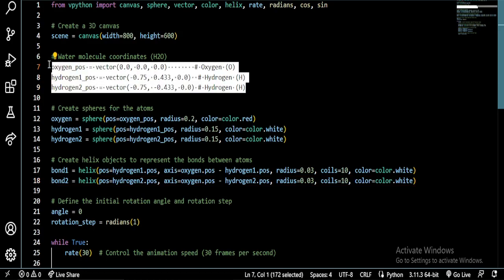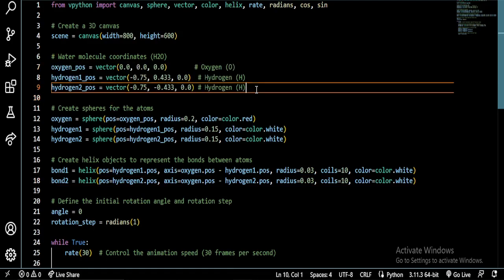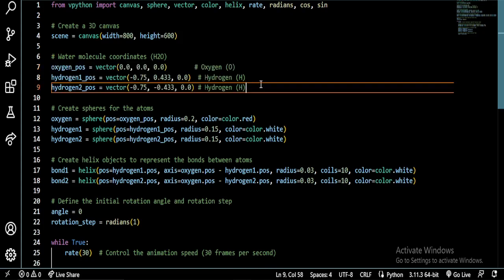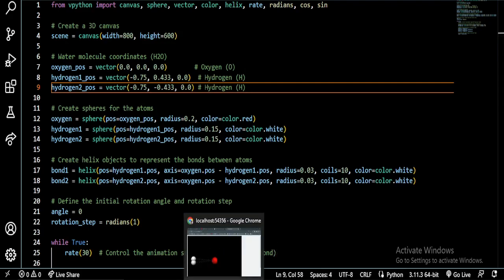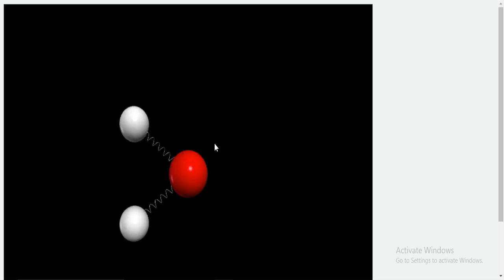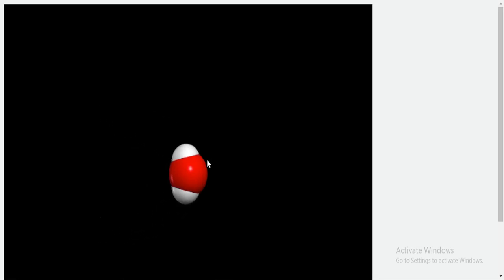You need to have the right bond angles for this to work, else your water will not look like water. That's how it is. So this is the final output, and for me this is okay.